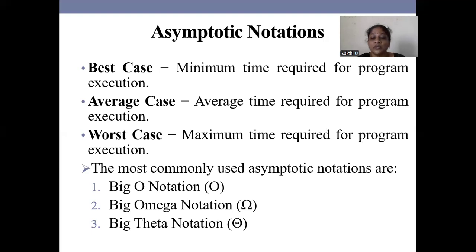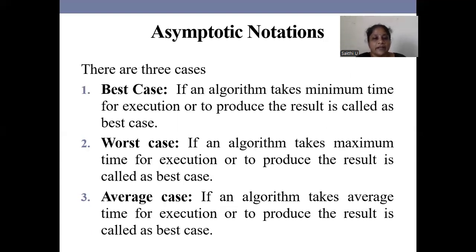What notations are available? Big O notation, big omega notation, and big theta notation. Big O for worst case, big omega for best case, and big theta for average case. We will see them one by one with examples and definitions. Best case: the algorithm takes minimum time or performs the minimum number of operations. Worst case: it takes maximum time to produce a result. The average case is between the best and worst case.